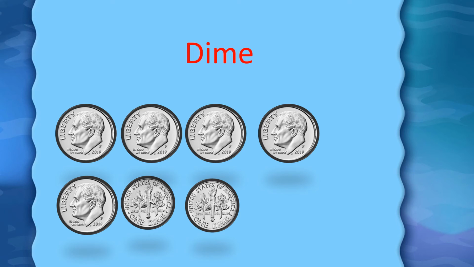Now let's look at our dime. Our dime is worth 10 cents. So let's write 10 cents. We're going to count the dimes to see what's the amount of the dimes that we have. So let's start. 10, 20, 30, 40, 50, 60, and 70. So that means that we have 70 cents. So let's write 70 and then our cent sign.